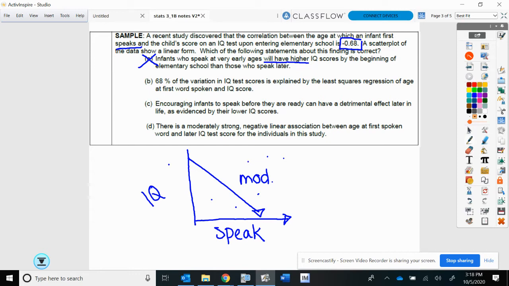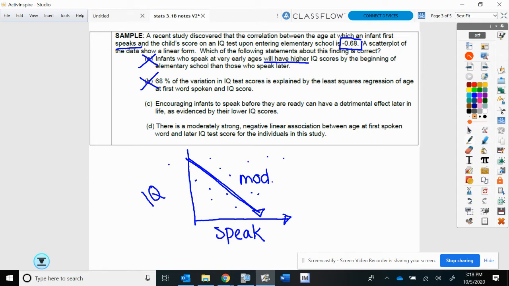Now B says 68% of the variation. So that's kind of like looking at how 68% of the spread of those dots is explained by this line that I'm kind of drawing. So we don't know that. In fact, later on, we're going to find out that's not true. And there's nothing we've talked about so far that would tell us that.